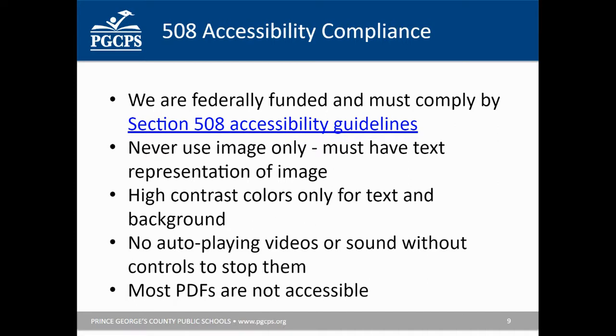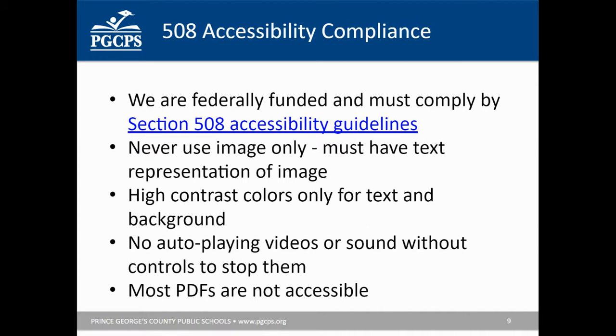We are federally funded and must comply with Section 508 accessibility guidelines. Never use the image only. You must have a text representation of the image, which we provide for you at Electron. High contrast colors only for text and background. No auto-playing videos or sound. That's automatic nowadays. PDFs, be very careful. If you cannot highlight the text in the PDF, it's not accessible. A screen reader would not be able to read that at all.